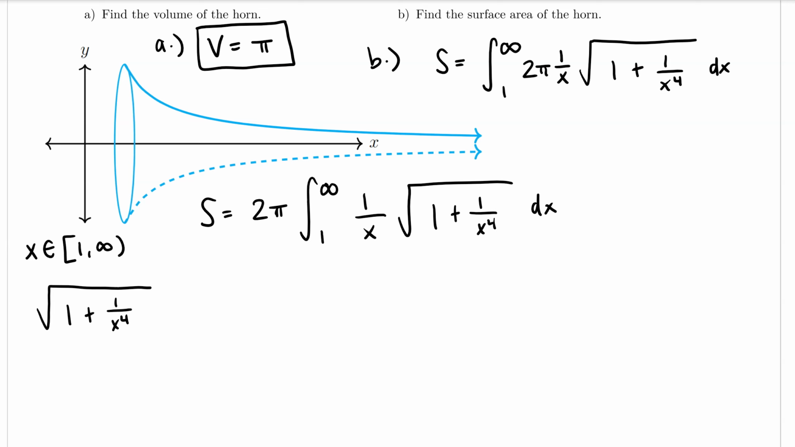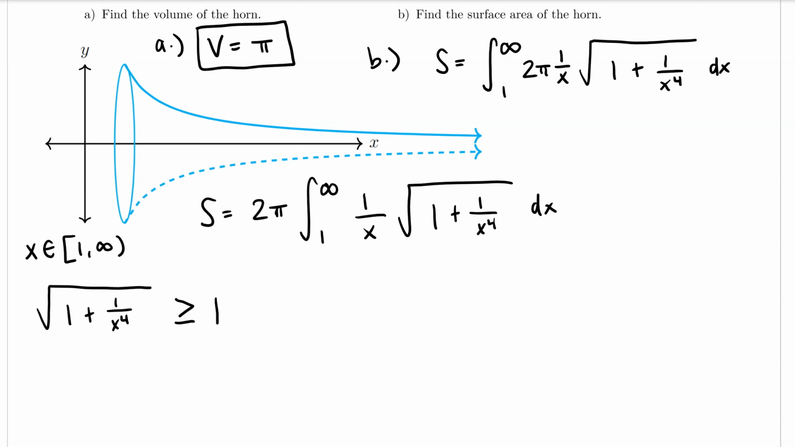Now, if I plug a positive number into x here, 1 over x to the 4th power is some positive number. And if I add 1 plus some positive number, that is going to be some number greater than or equal to 1. And if I take a square root of a number that's greater than or equal to 1, then whatever that square root is going to be greater than or equal to 1.